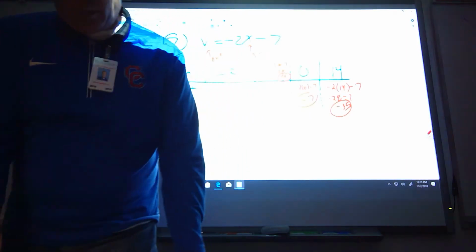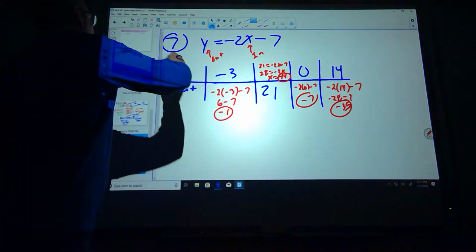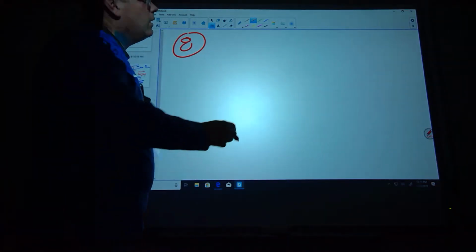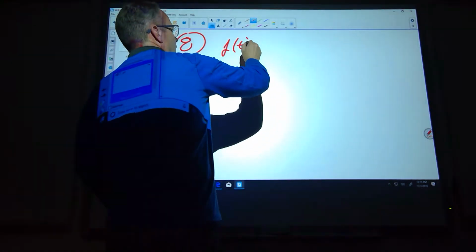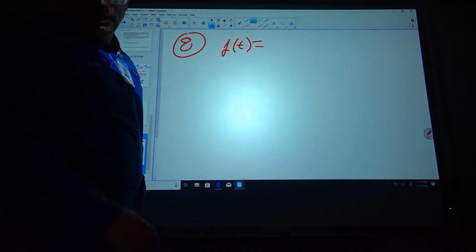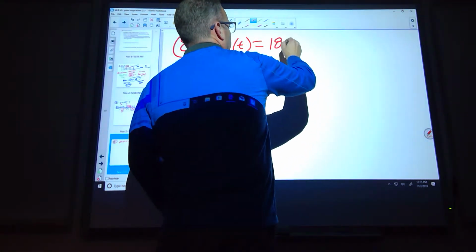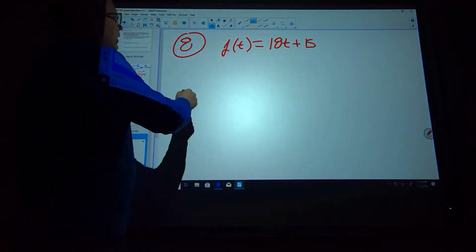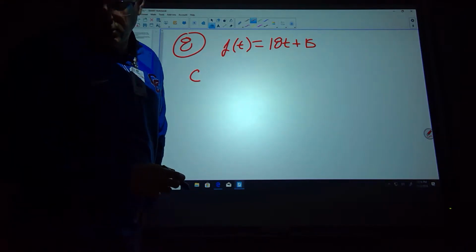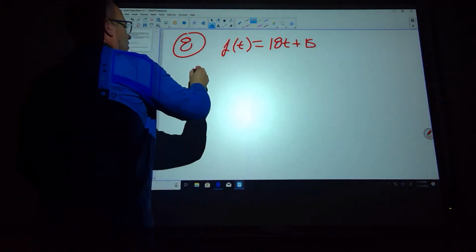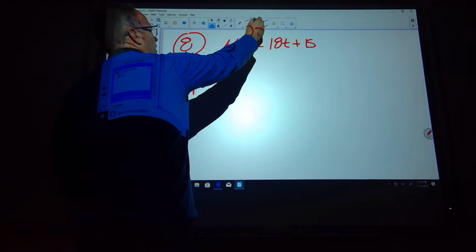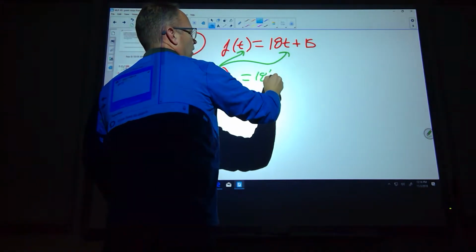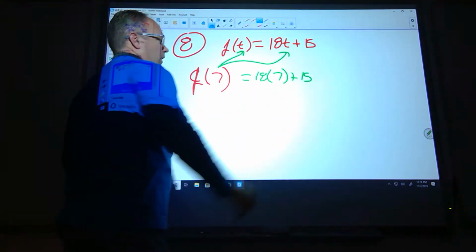Okay, so number 8, in order to go through that, they give you this function. I'll just talk through these ones. They tell you that you have some f at t. F at t means the same thing as y. F at t is equal to 18t plus 15. So on number 8, they want you to calculate f at 7, which means I'm going to take 7 and plug it in here. I'm not going to do the math for it, but you're going to get that.